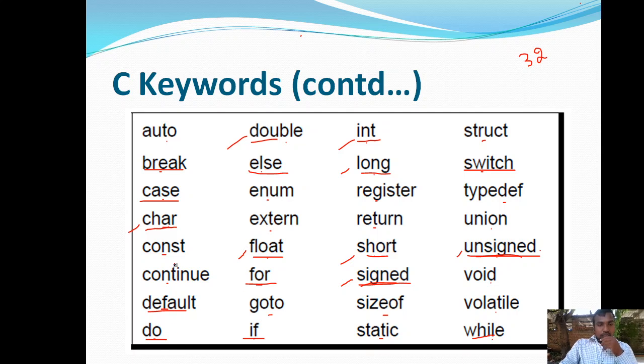And constant is also a keyword used while handling data if there are any constant values. For example, the value of pi is always 22 by 7, something like 3.14. These values cannot be changed, they are fixed values. So if in your program you want to handle any kind of constant, you can use this constant keyword.